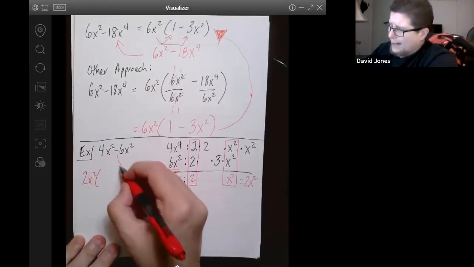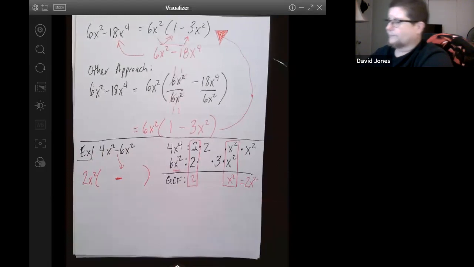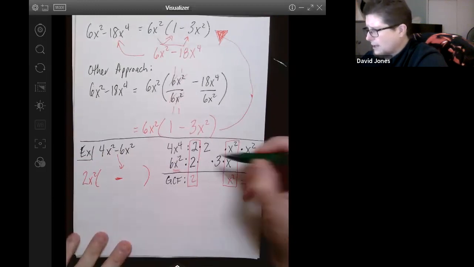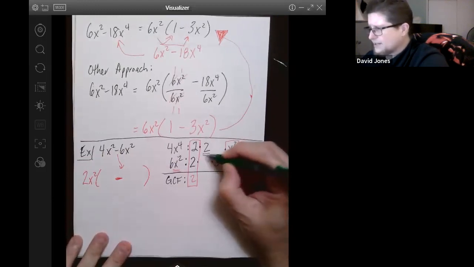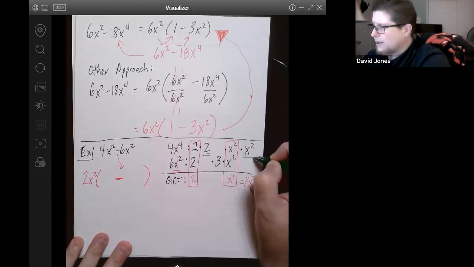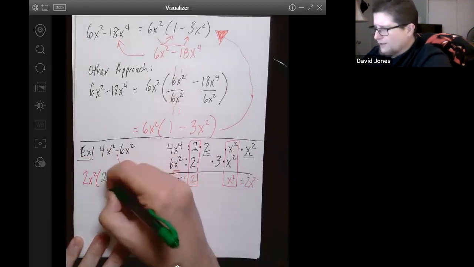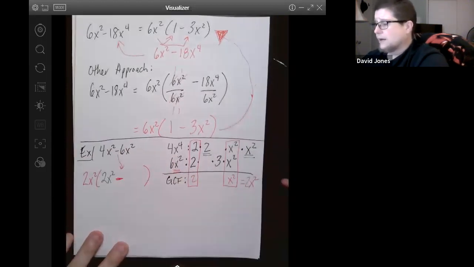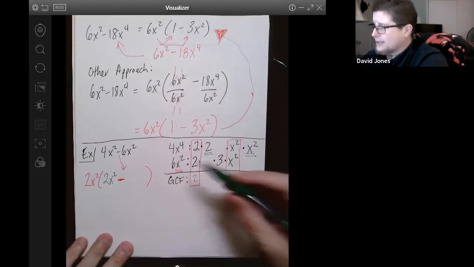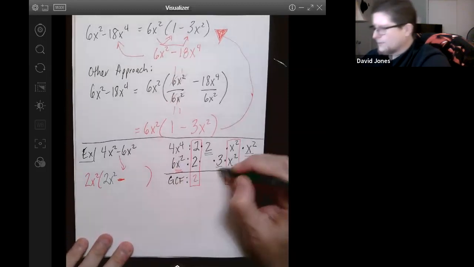I'm going to have a minus in the middle. And then I go in and I go, okay, let's see. This has a 2 left and an x squared. So the 4x squared should leave behind a 2x squared. And the 6x squared just has a 3, so it's going to leave behind a 3.